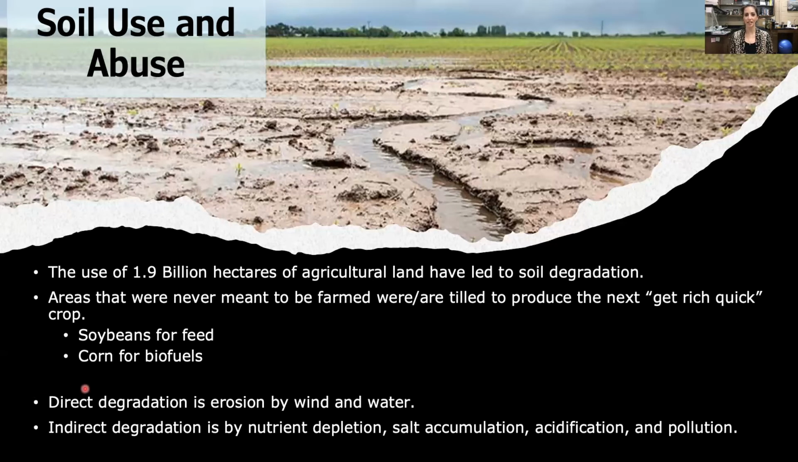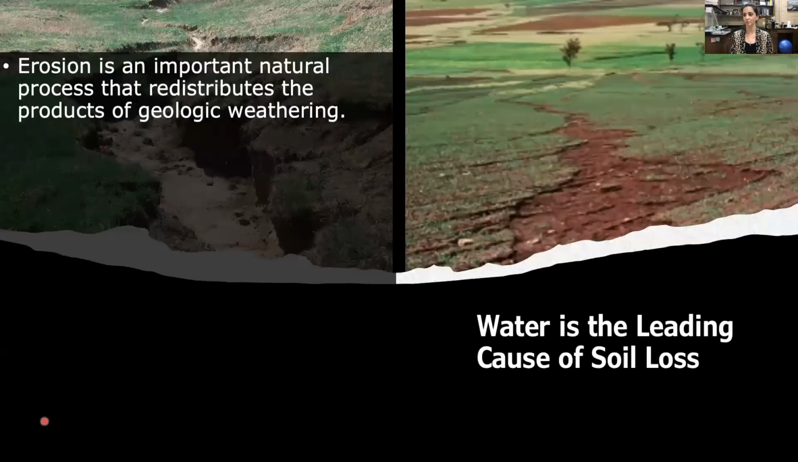This direct degradation is going to facilitate increased degradation through natural processes like water outwash and aeolian processes like wind. You can also have indirect degradation through nutrient depletion, salt accumulation, acidification, and even pollution. So the misuse of this agricultural land leads to both direct and indirect degradation of the soil. The leading cause of soil loss overall is water.